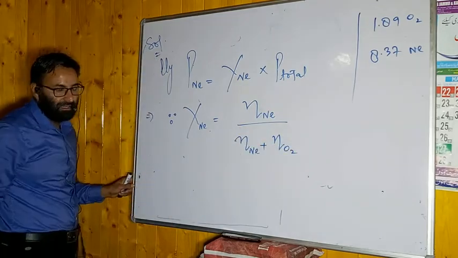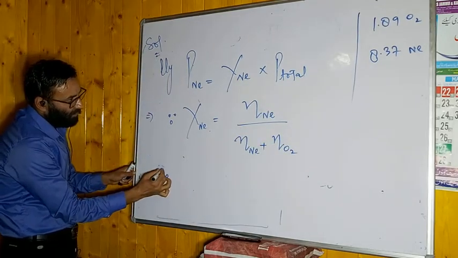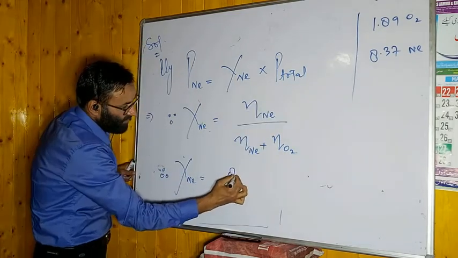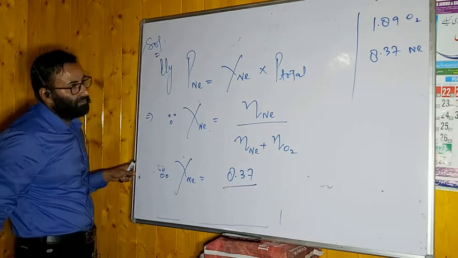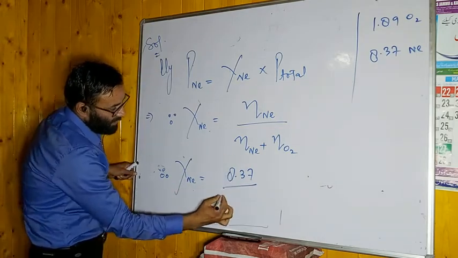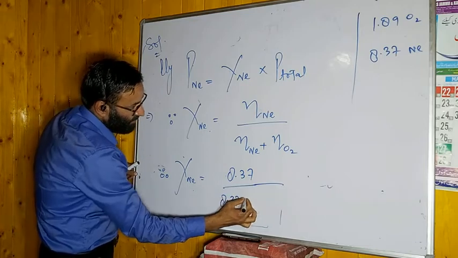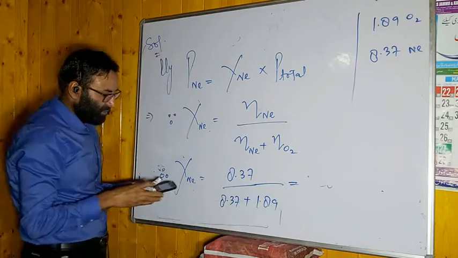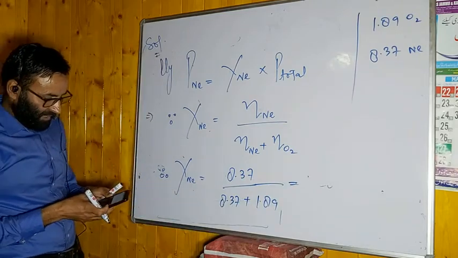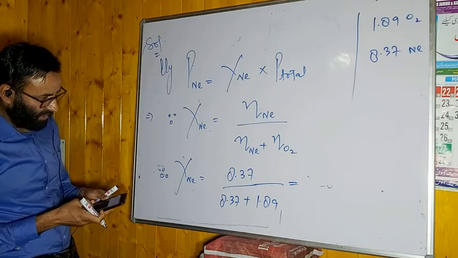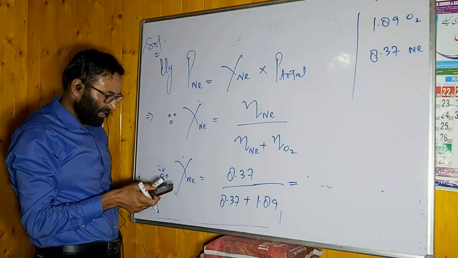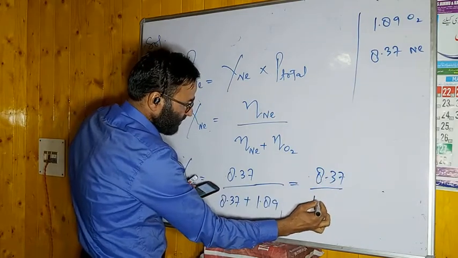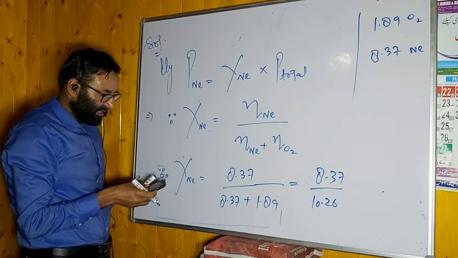Therefore, mole fraction of neon is equal to number of moles of neon, 8.37, divided by 8.37 plus 1.89. If you bring this calculation, you will have 8.37 divided by 10.26. You can bring the calculation now.